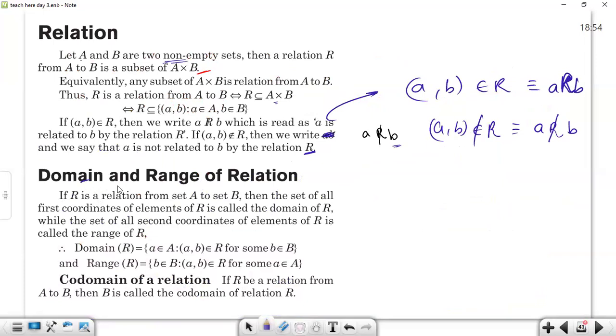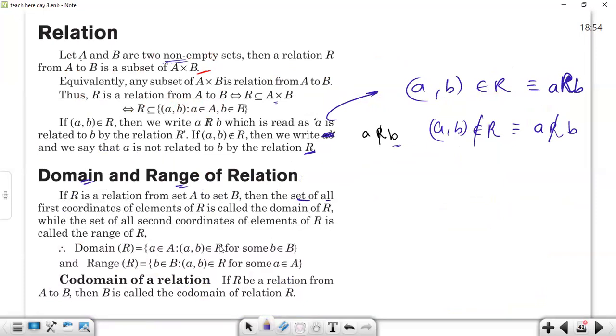Let's read it here. If R is a relation from set A to set B, then the set of all first coordinates of elements of R is called the domain of R, while the set of all second coordinates of elements of R is called the range of R.